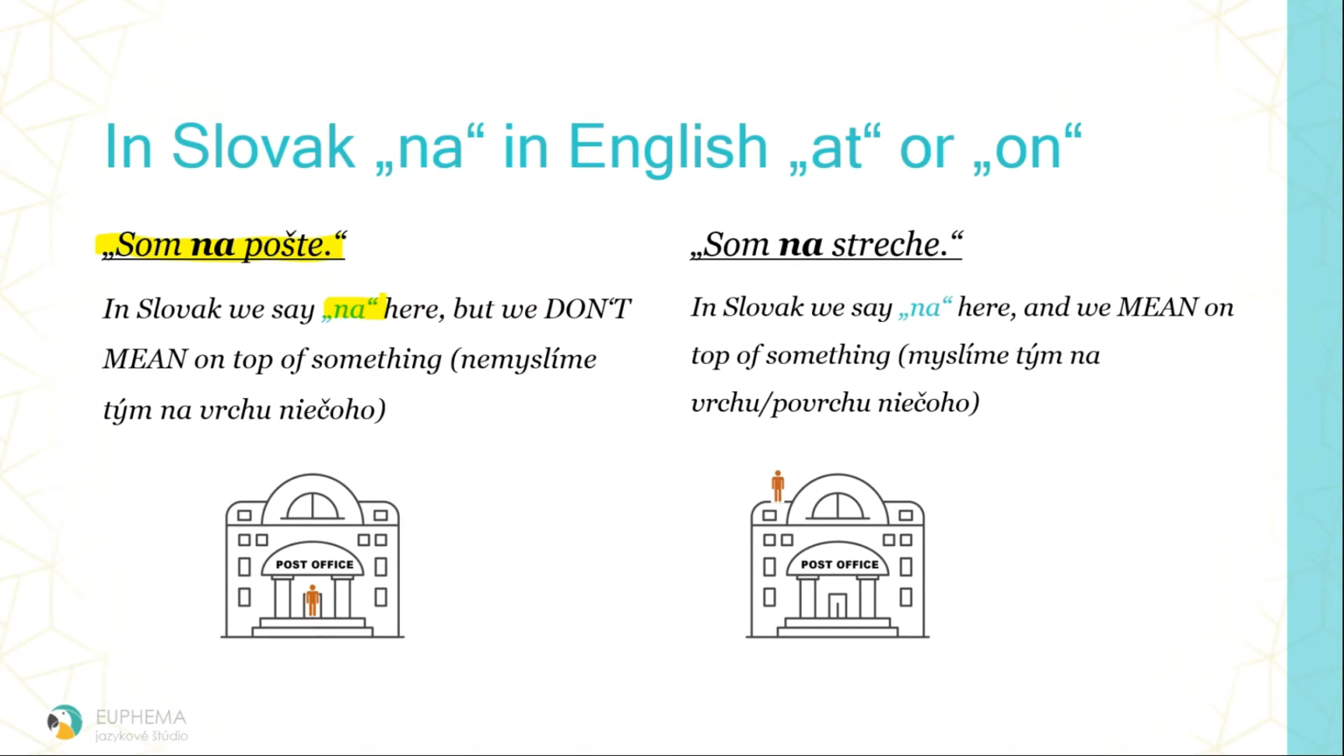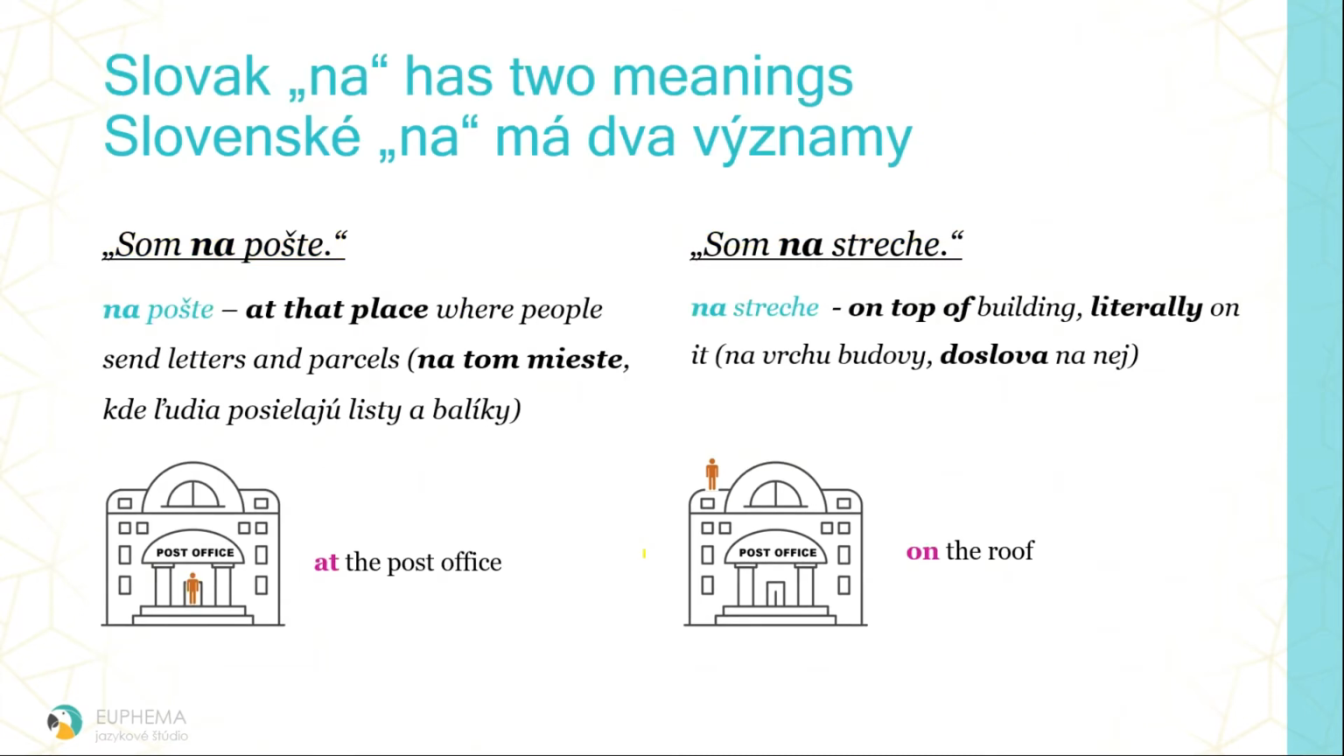On the other hand, in this sentence, we also say na, but we mean on top of something. So, Slovak na has two meanings. It means at that place where people send letters and parcels, or which means on top of a building, literally on it. Because of that, we say at the post office, I'm here, I'm at this location, or on the roof, I'm on top of the building.